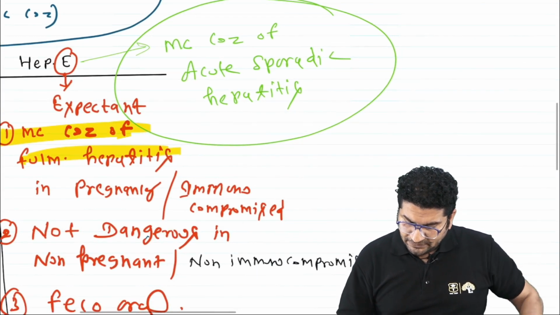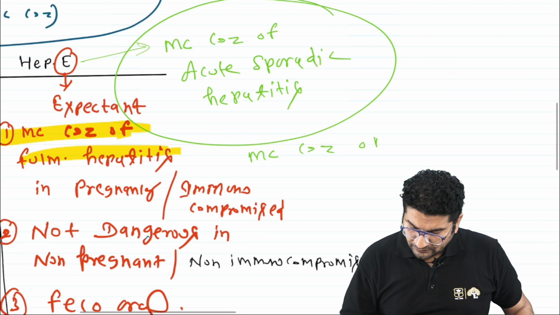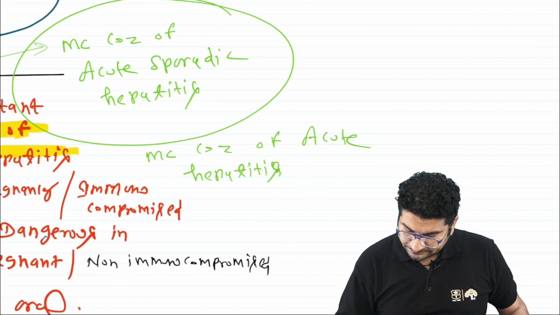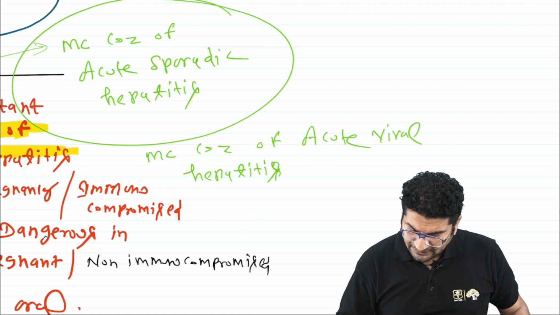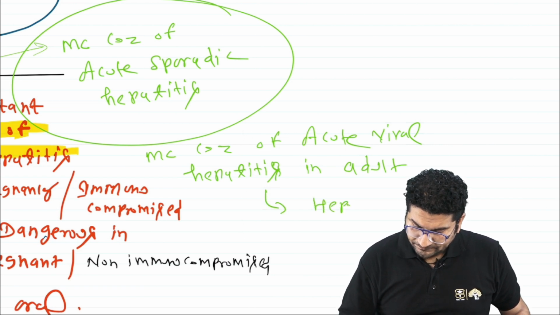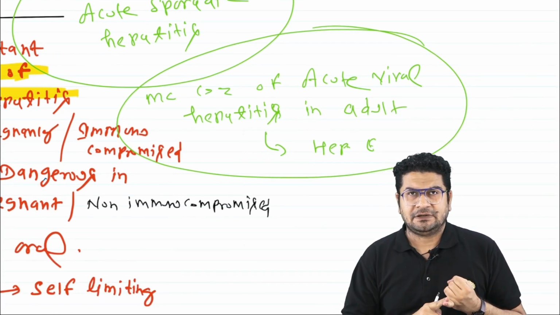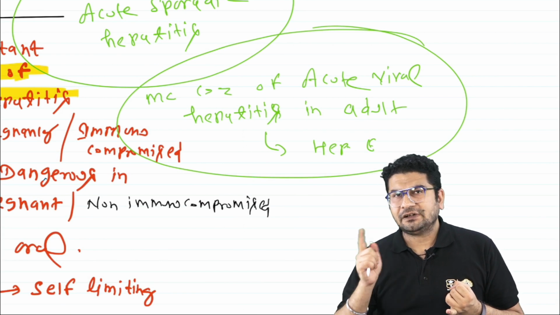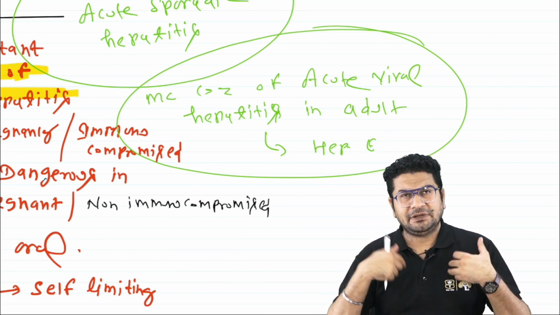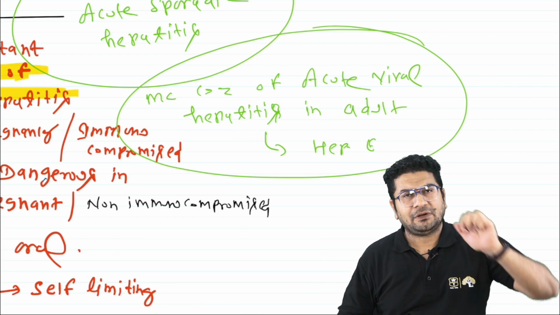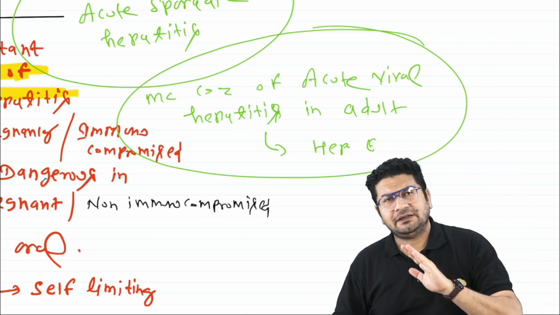And if I say the most common cause of acute viral hepatitis in adults, the answer is also hepatitis E. So don't confuse this. Overall, the most common cause of acute hepatitis is hepatitis A. The most common cause of acute viral hepatitis in children is hepatitis A. In adults like me and you, it will be E. But it is not dangerous in you and me; it is dangerous in pregnancy. Is it clear?